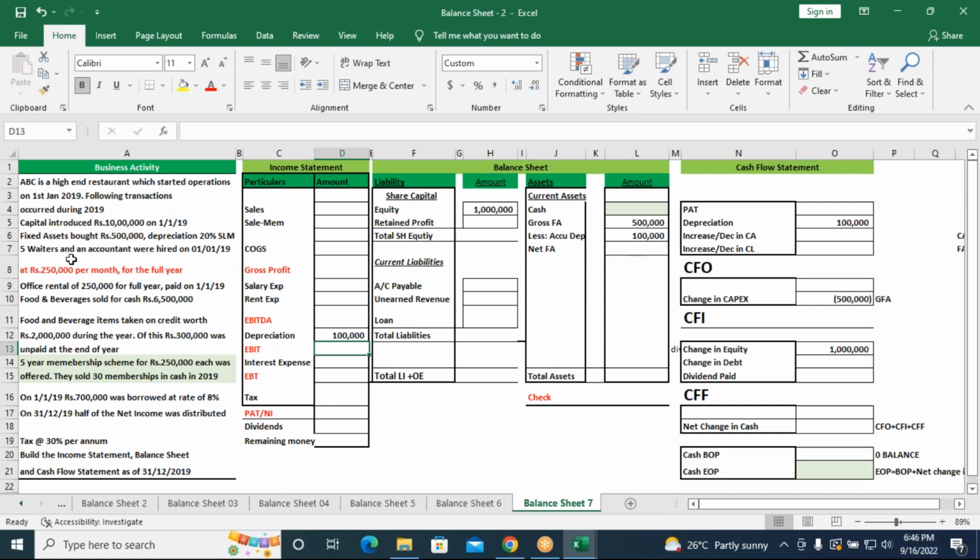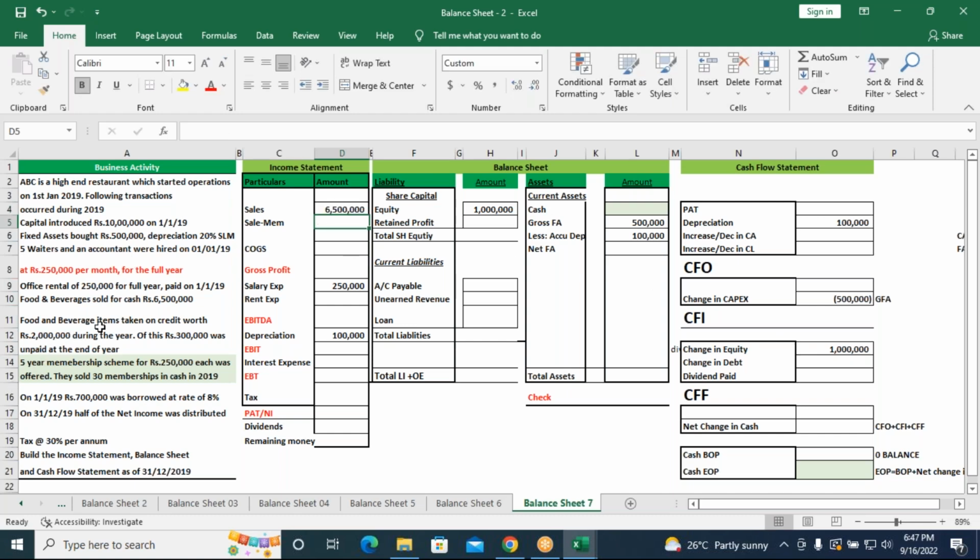Then 5 waiters and an accountant were hired. We are hiring 5 waiters and an accountant at rupees 2,50,000 per month for the full year. So how much is the salary expense? It is 2,50,000. So 2,50,000 rupees I am spending on salary. Got it? Food and beverages sold for cash, rupees 65 lakh. Here they are telling us directly that this much was sold, so it is 65 lakh.